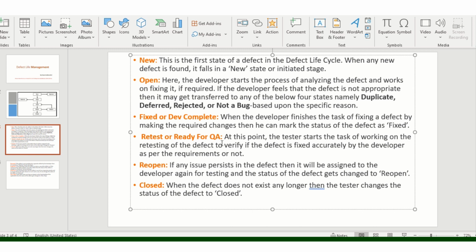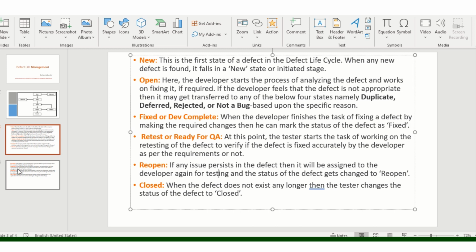At ready for QA, all the bugs come to the QA side, and the QA will start retesting the defect based on the requirement. If it is appropriate and as per the requirement, then he will close the defect. If it is not appropriate, he reopens the defect, and the same process repeats: they fix it, mark it as ready for QA, and if it is working fine, we close that defect.